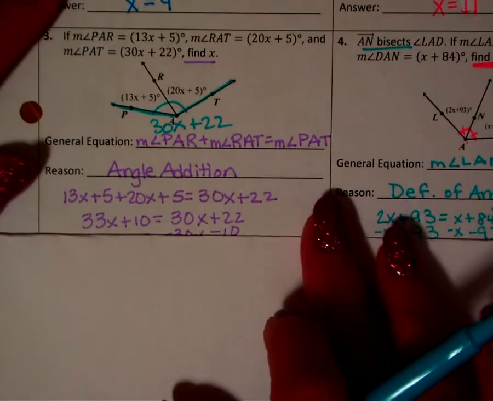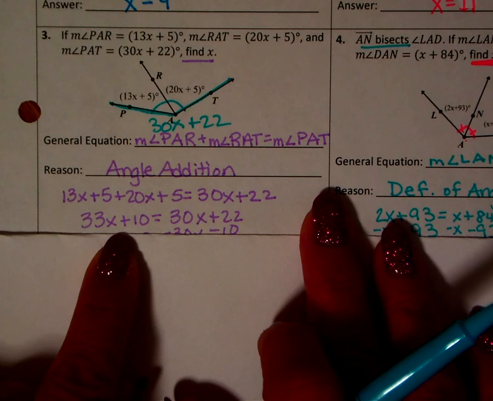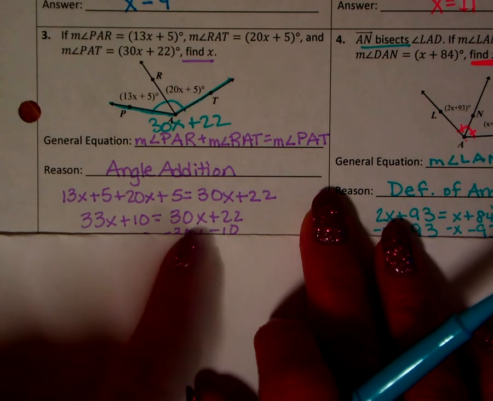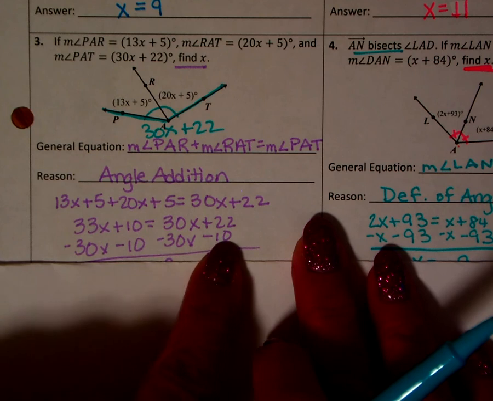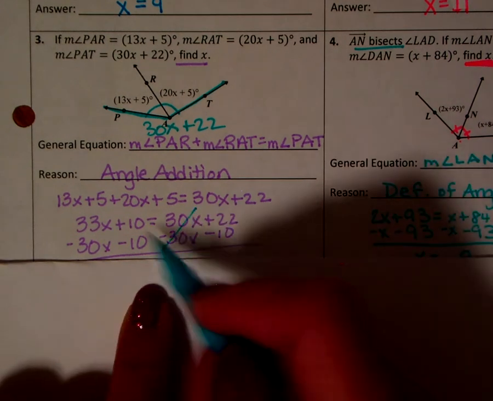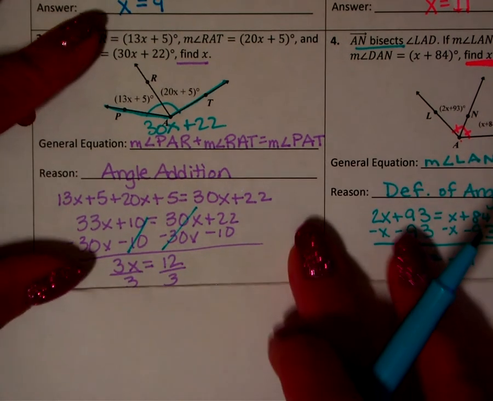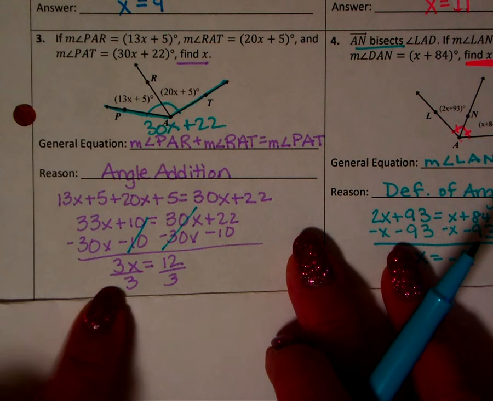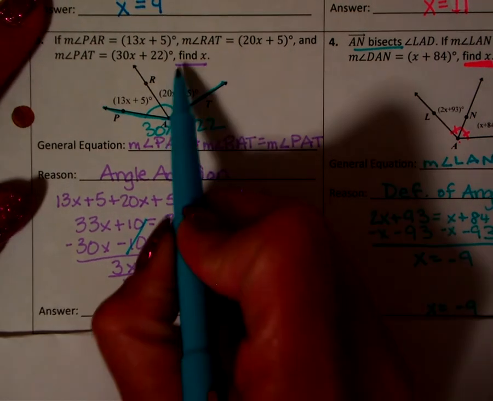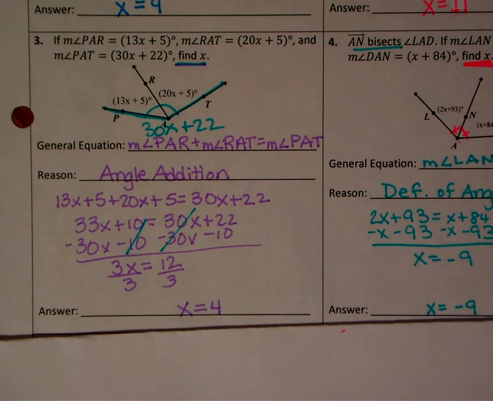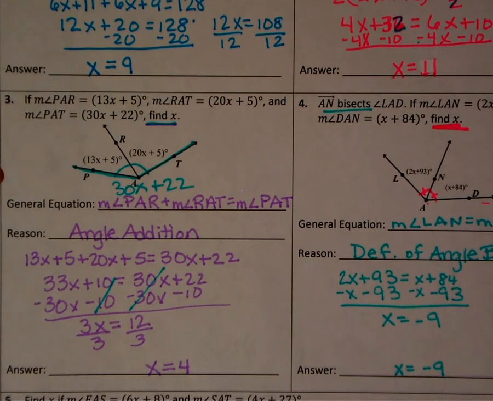So simplify the left: 33x plus 10 equals what's on the right. I subtracted 30x from each side, then took my 10 from here, because then these cancel and these cancel, leaving me with 3x plus 12, so that when I divide by 3, I get 4. In this case, again, it asked me just to find the x value. So that is where we are right now.